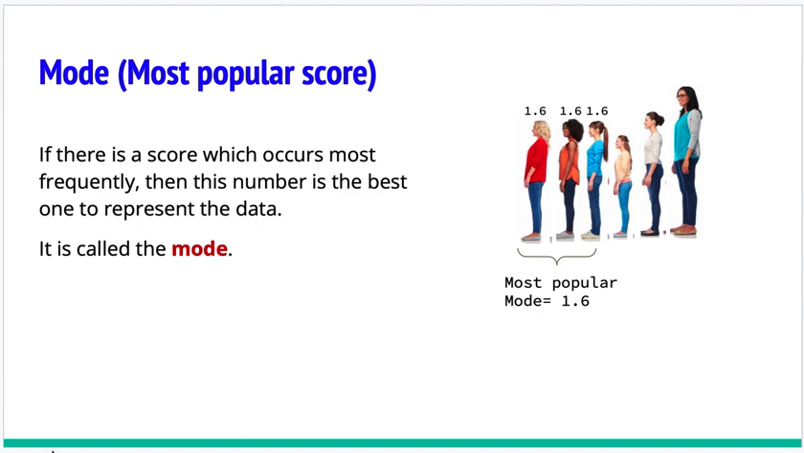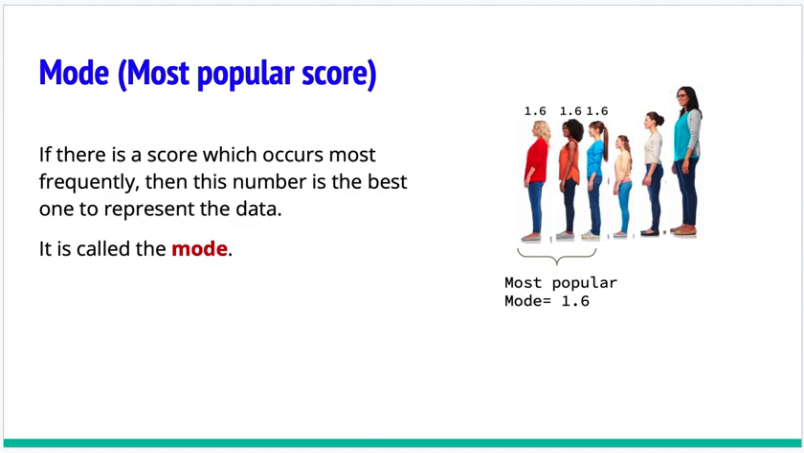The mode or the most popular score. If there is a score that is common or most frequent, then that is the best one to represent the data. In this case here, we have 1.6 being the most popular. Therefore, we call the mode the best number to represent the data.